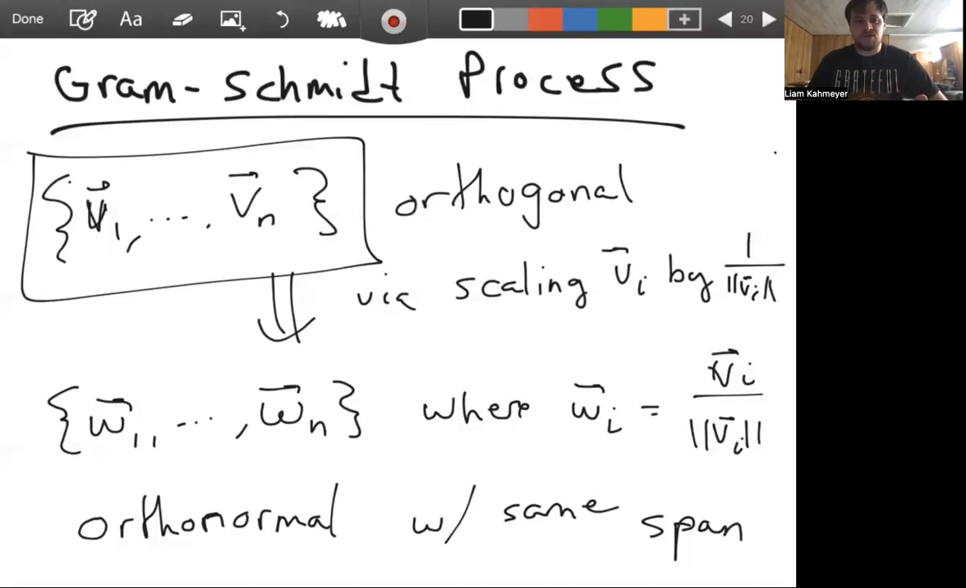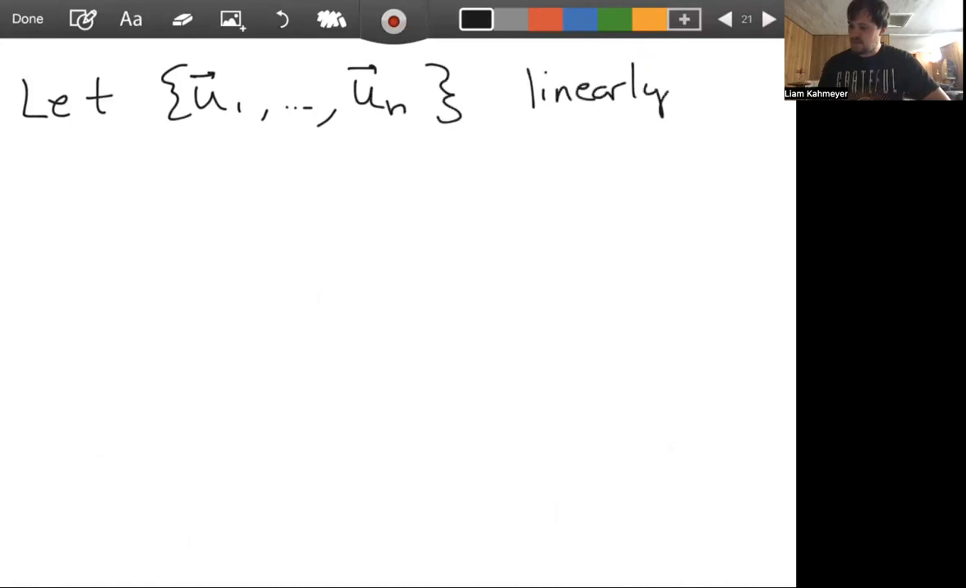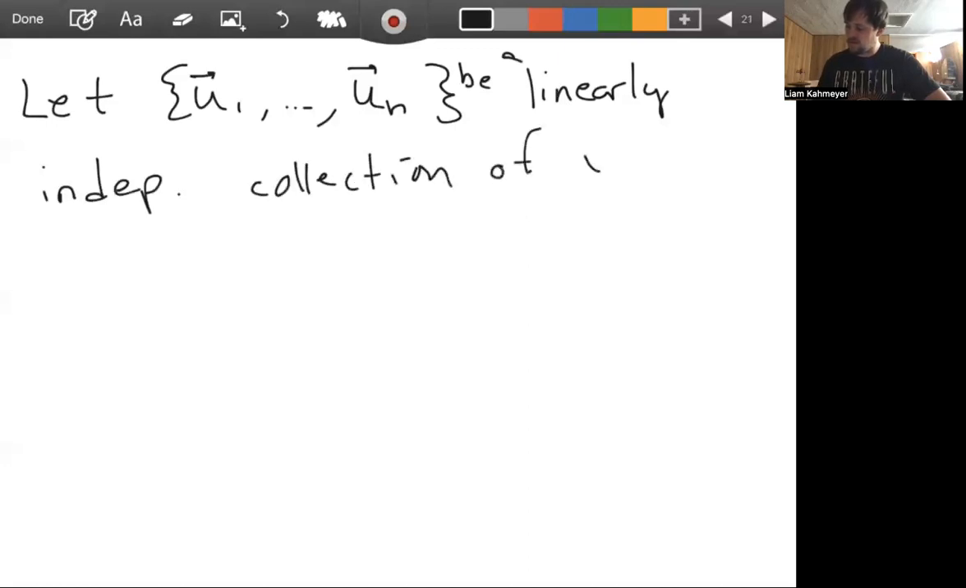And now let's ask ourselves the question, what about for arbitrary vectors? Let's let U1 through Un. Well, arbitrary is unfair. Let's say U1 through Un are linearly independent. So let U1 through Un be a linearly independent collection of vectors, just to be grammatically correct.